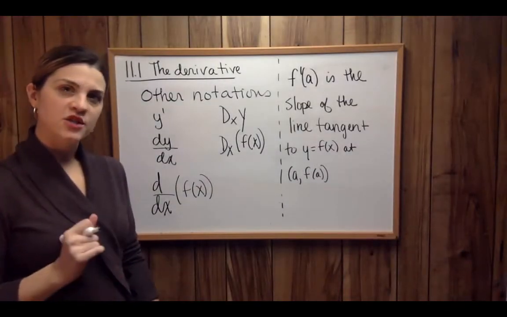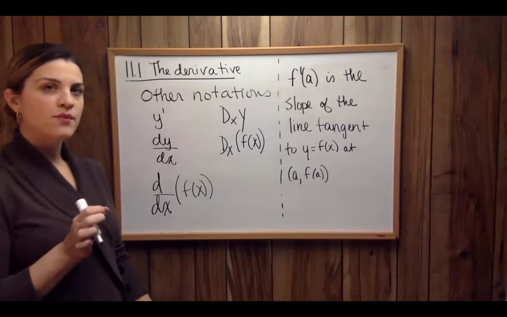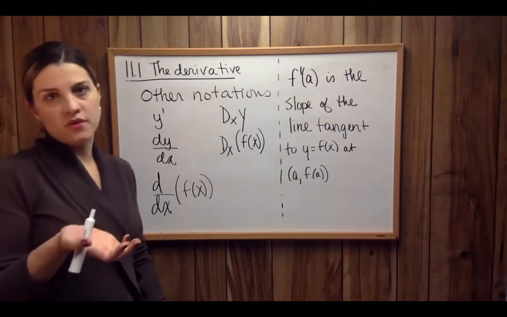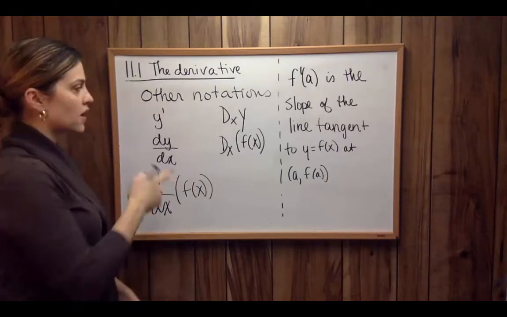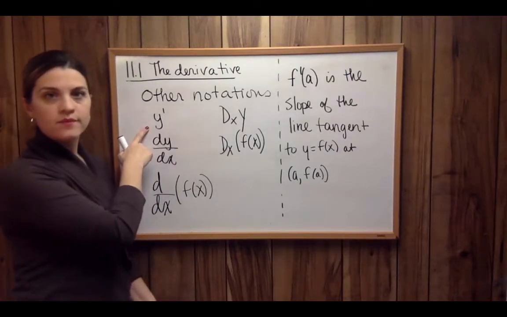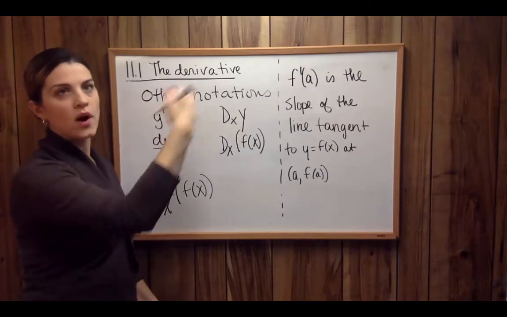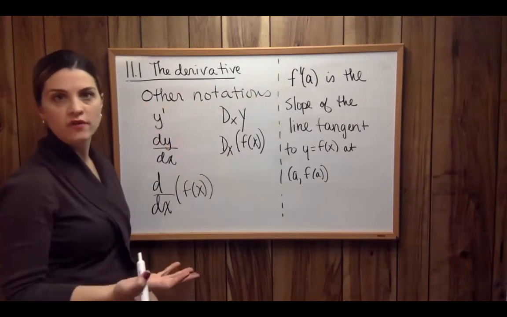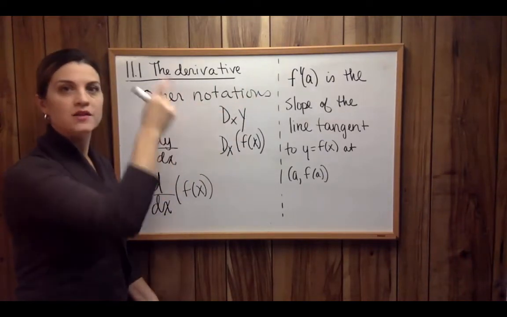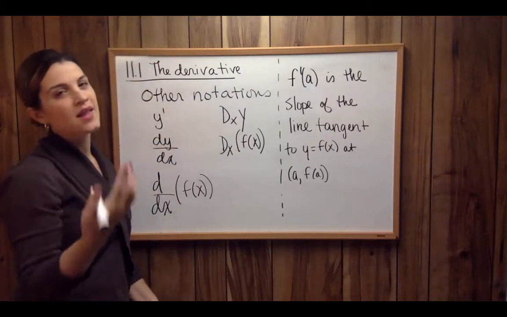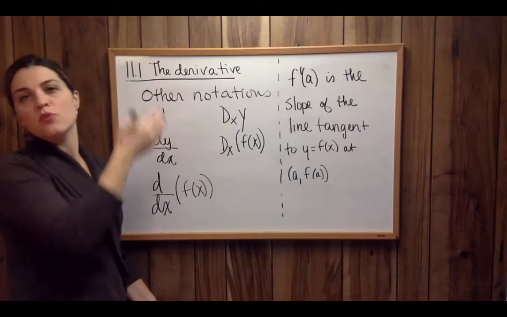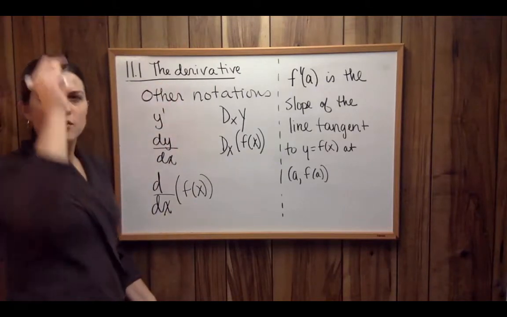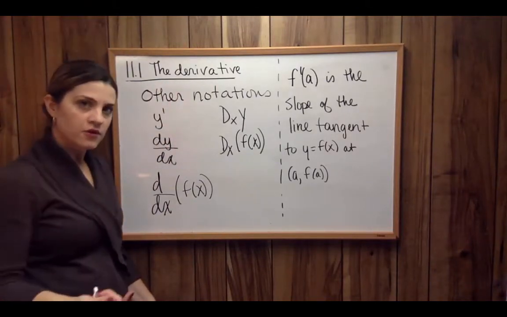Here's just a few notations that you need to be aware of. We said before that f prime meant derivative. Well, these notations as well mean derivative. This is y prime. So you may be given, instead of f of x, you're given y is equal to an equation, and it says find the derivative. Well, you can notate that as y prime instead of f prime. And the same thing goes for any other, let's say g of x. The derivative would be g prime of x. So that prime always notates a first derivative.